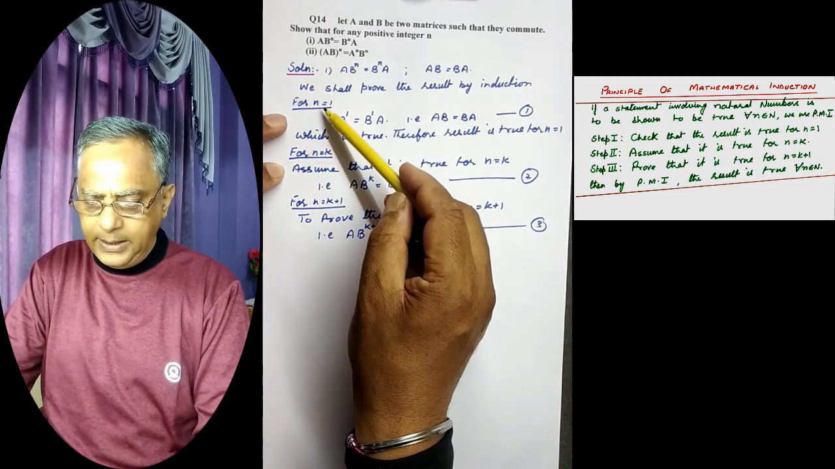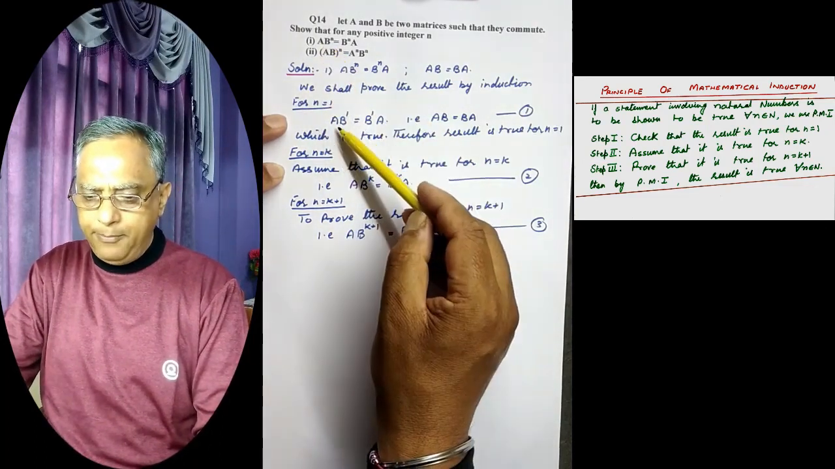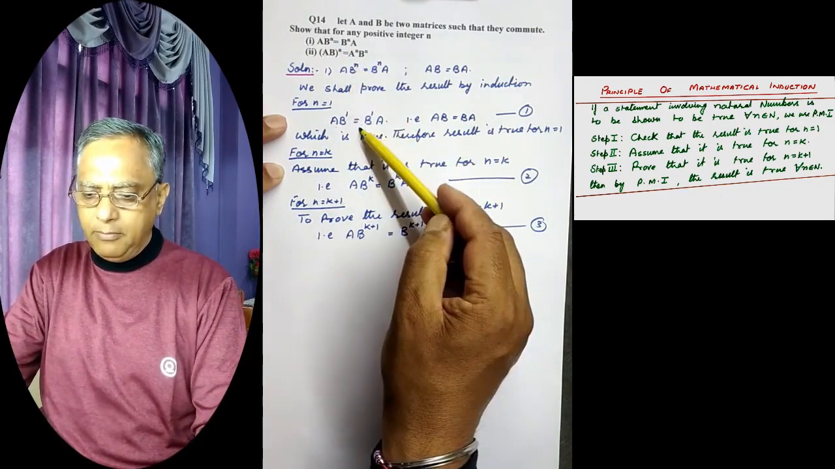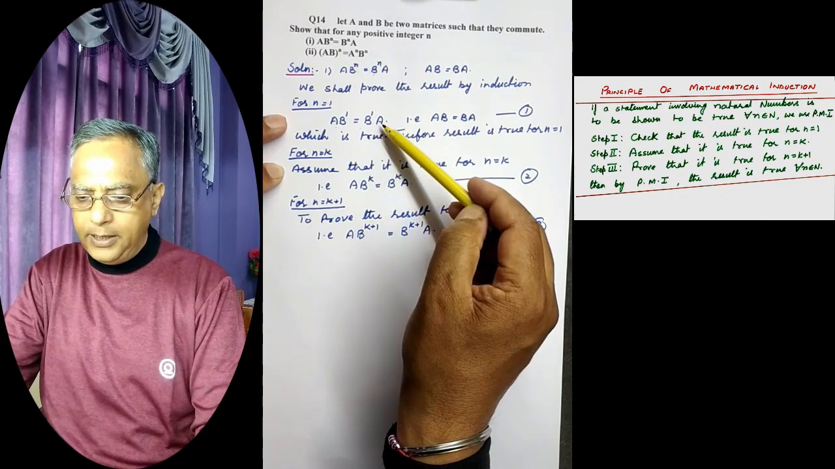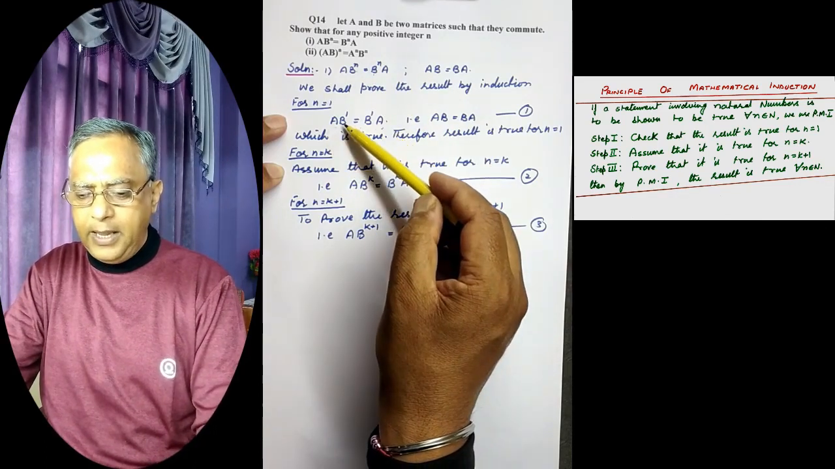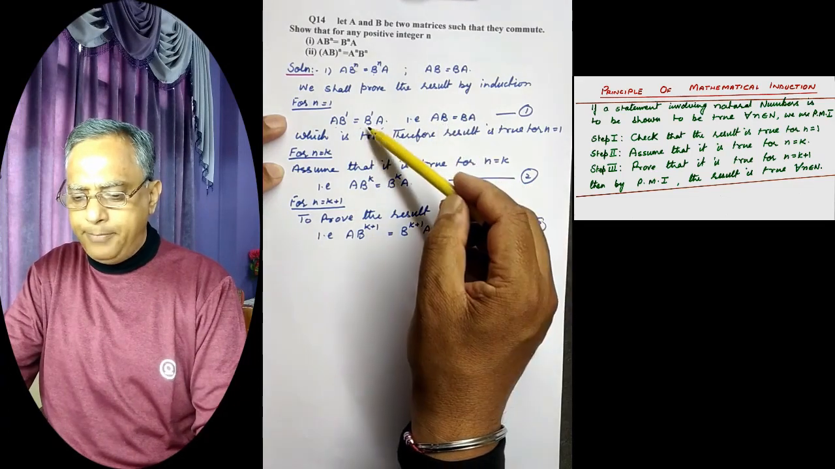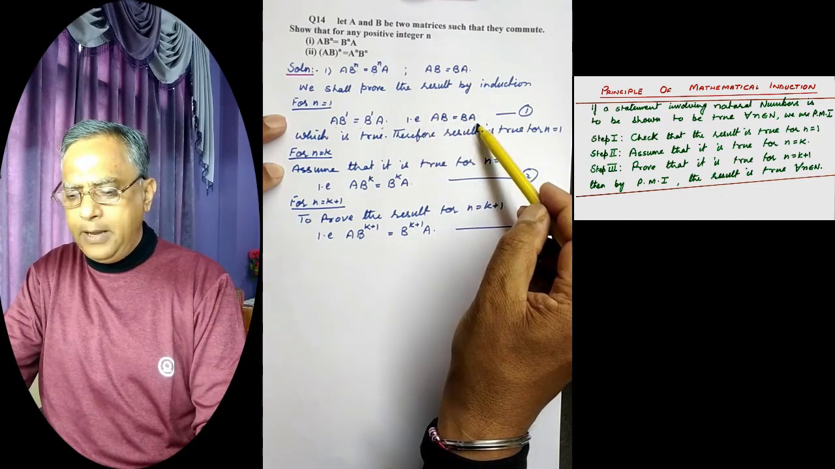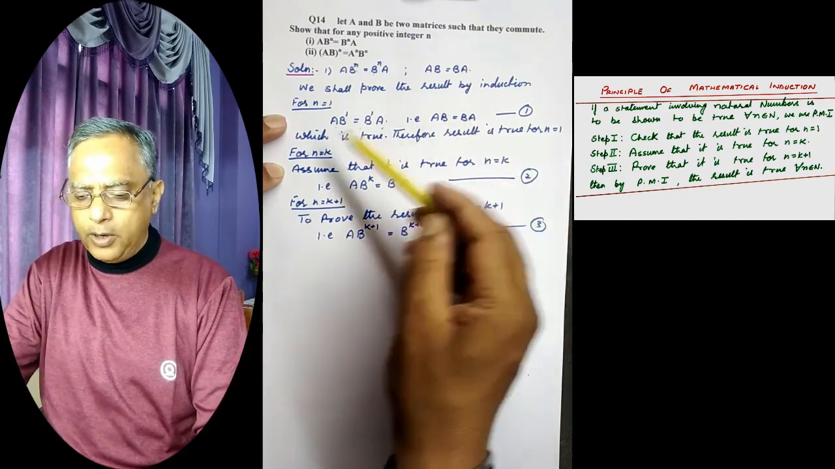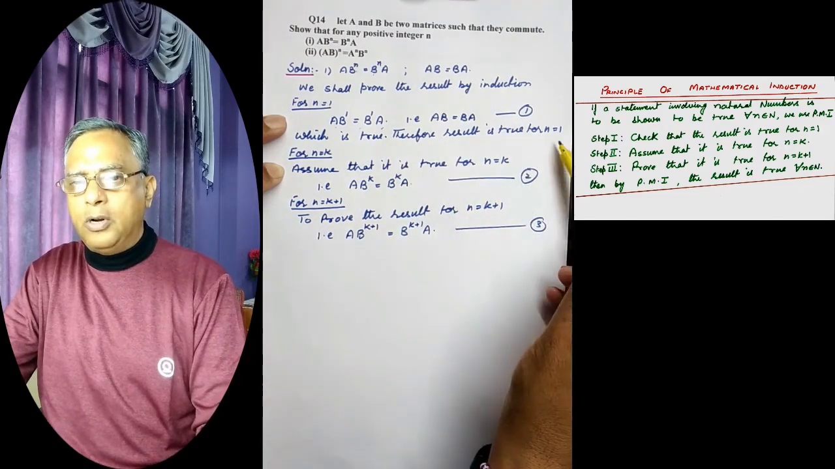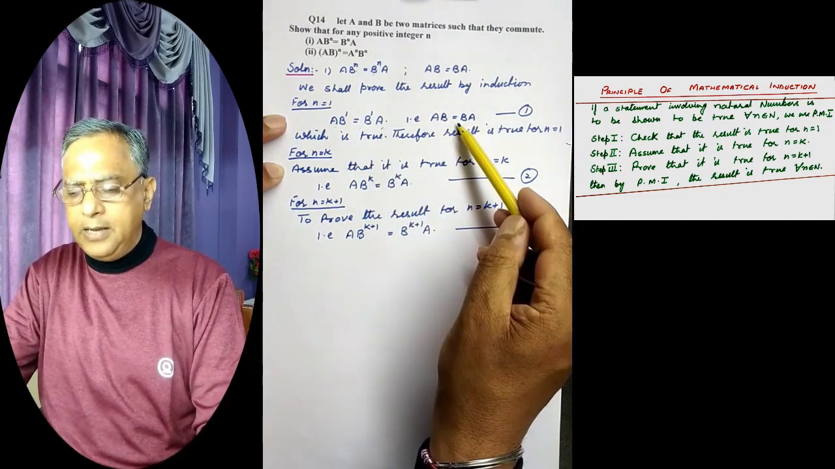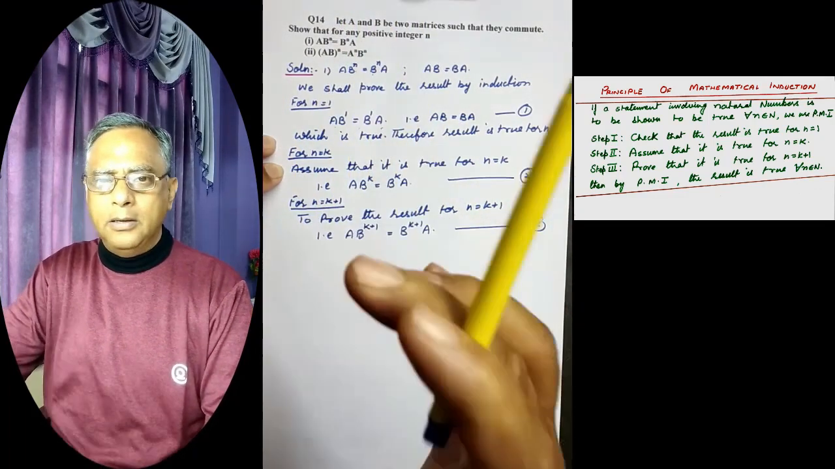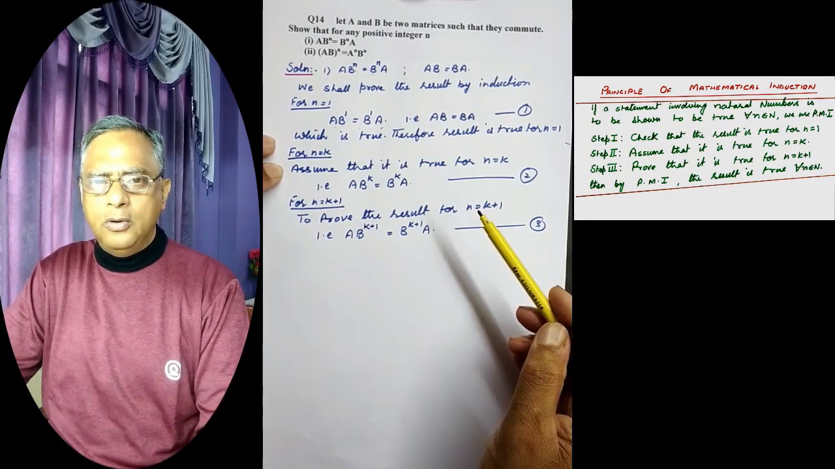Now for n equal to 1, what we should have? AB to the power of 1 must be equal to B to the power of 1 into A. That is, AB to the power of 1 is AB, B to the power of 1 is B, BA. That is, AB is equal to BA, but this is given. Therefore, the result is true for n equal to 1. You have to simply check that the result is true for n equal to 1.